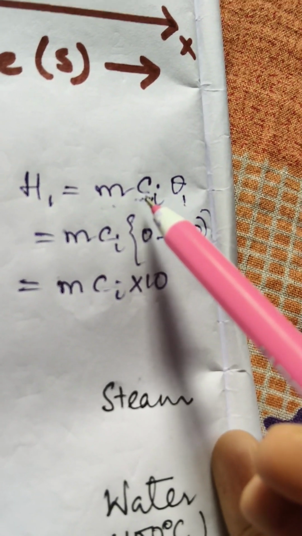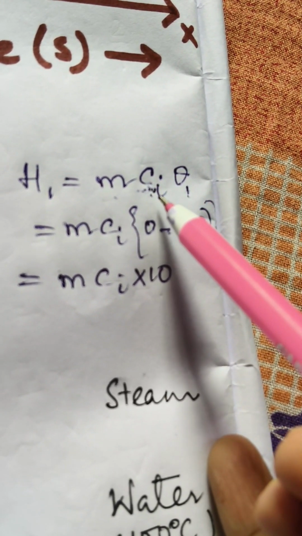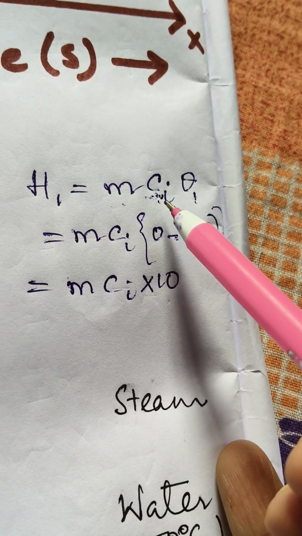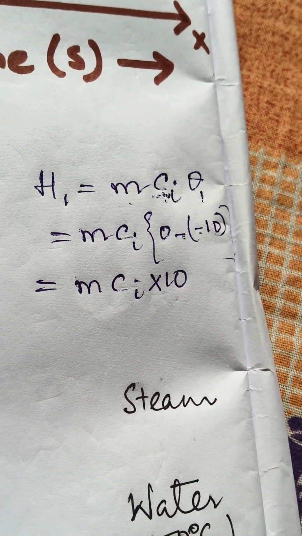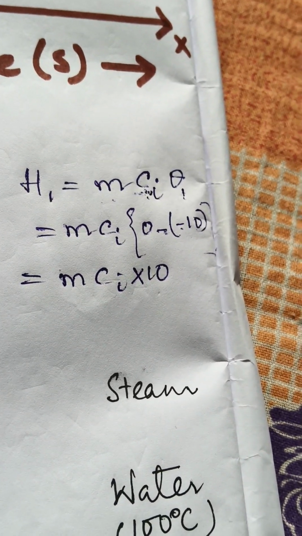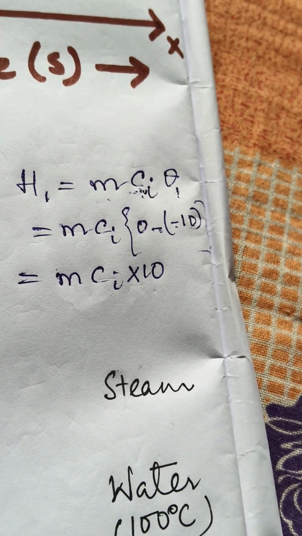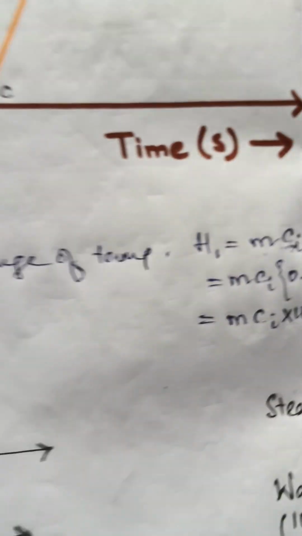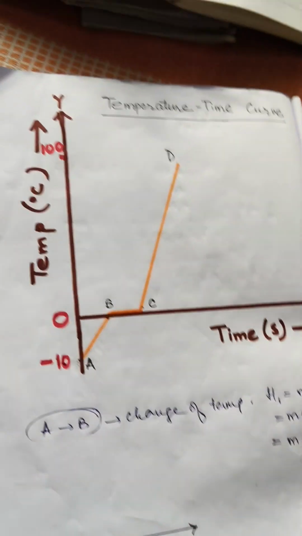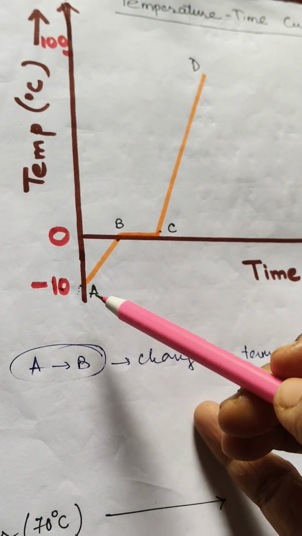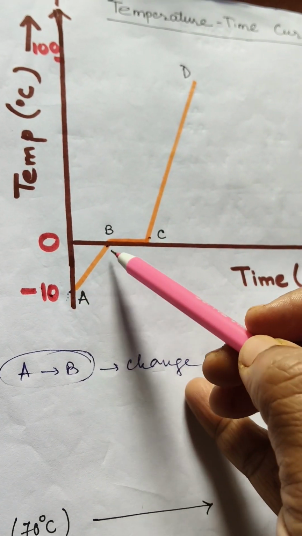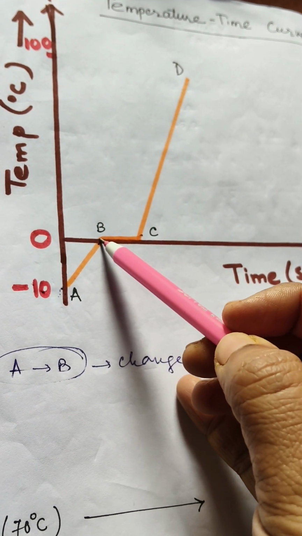I can do numerical problems. Any numerical problem I can just discuss it for you. This is a preliminary, you can say, introduction to solving numerical problems that are commonly asked in ICSE and CBSE boards. Now, the ice at minus 10 degrees goes to 0 degree ice.